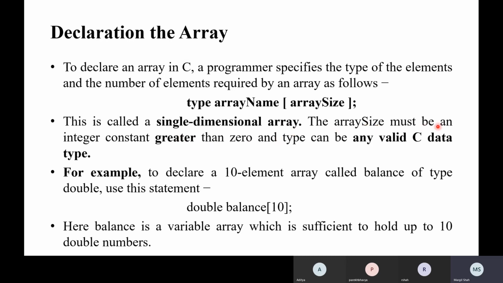The array size must be an integer constant greater than 0, right? This is the condition. We cannot create an array with a negative sign. Here the example is double balance 10, so we cannot write double balance minus 10, that is invalid. Size in negative form is not possible. It must be a positive number and must be greater than 0. And type can be any valid C data type, right? Any valid C data type.